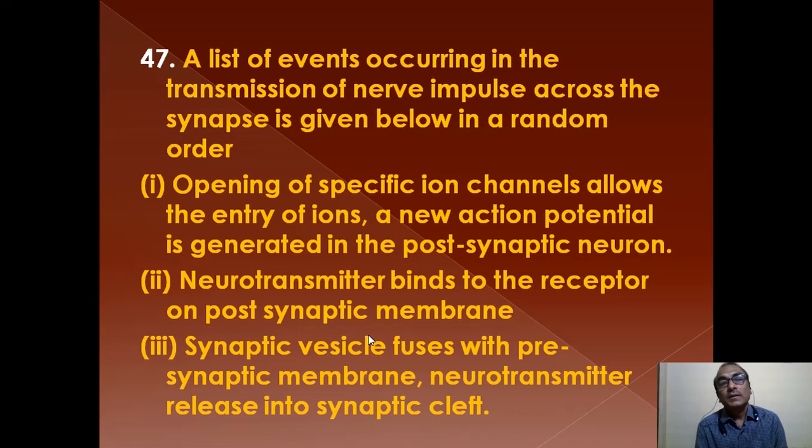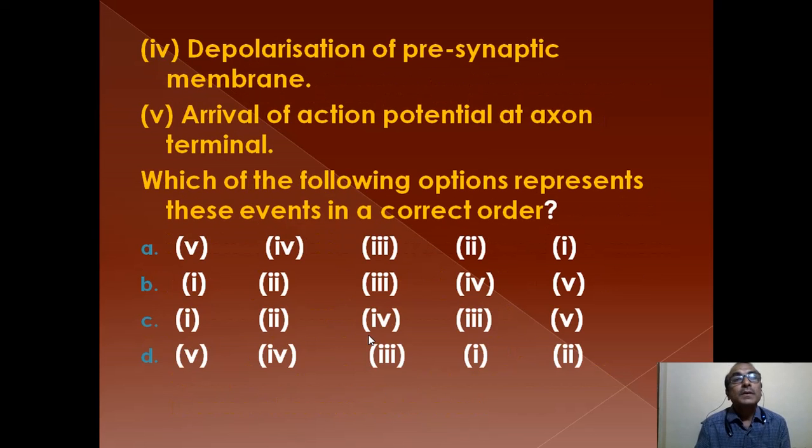So before the neurotransmitter could reach the receptor, it has to be released. In order to release, synaptic vesicles fuse with the presynaptic membrane. So it appears that it is in reverse order given here. Let's take up the remaining ones.